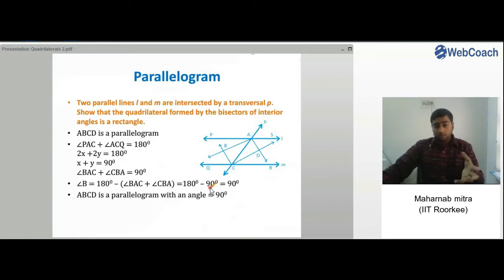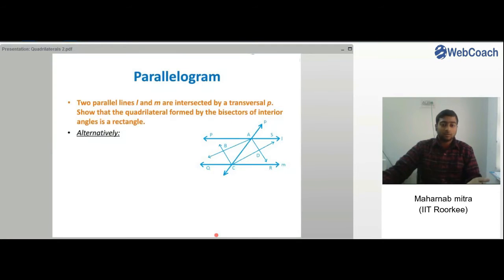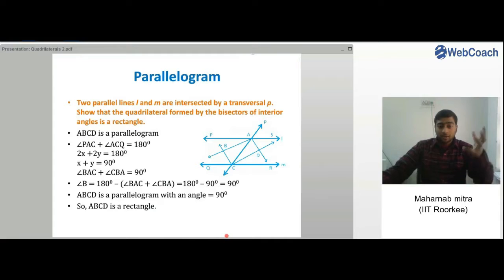And therefore you can see here ABCD is a parallelogram with an angle of 90 degrees, where B is 90 degrees, A is also 90 degrees, and in a parallelogram the opposite angles are equal, right? If angle A is 90 degrees, angle C must also be 90 degrees. If angle B is 90 degrees, angle D must also be 90 degrees. And therefore we have finally found out ABCD is a parallelogram with all the angles 90 degrees. Therefore we can say ABCD is actually a rectangle.